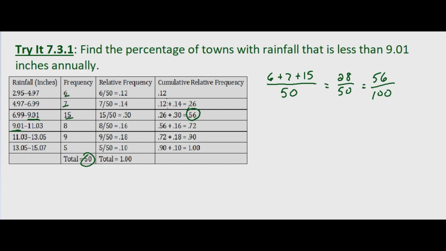So there's no point in repeating how they got the cumulative relative frequency, other than we just did it: 6 plus 7 plus 15 divided by 50. That equals 56%. So 56% of towns have rainfall with less than 9.01 inches annually.